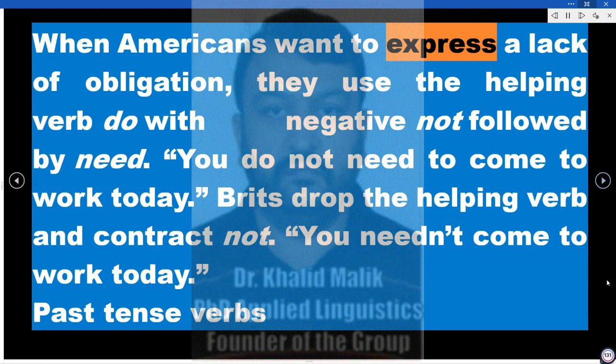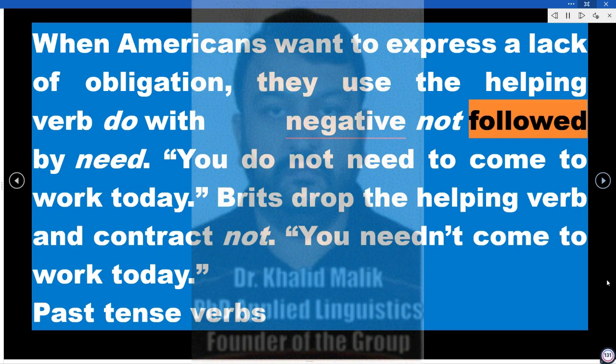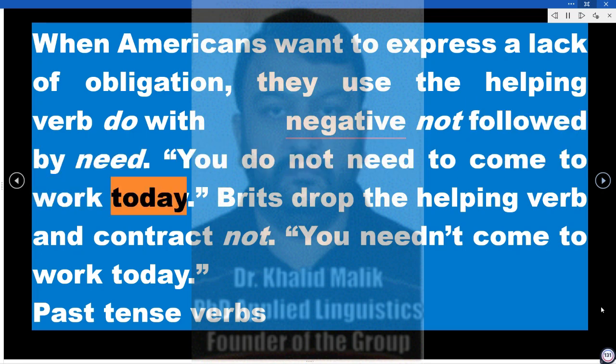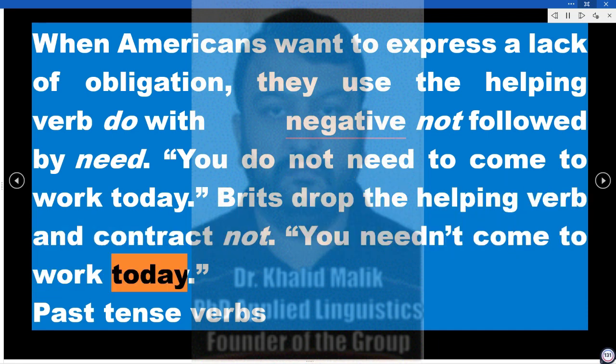When Americans want to express a lack of obligation, they use the helping verb do with negative not followed by need. "You do not need to come to work today." Brits drop the helping verb and contract not. "You needn't come to work today."